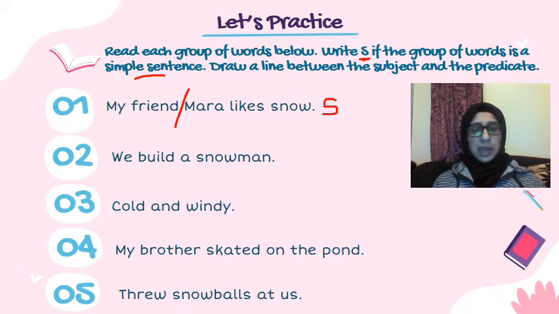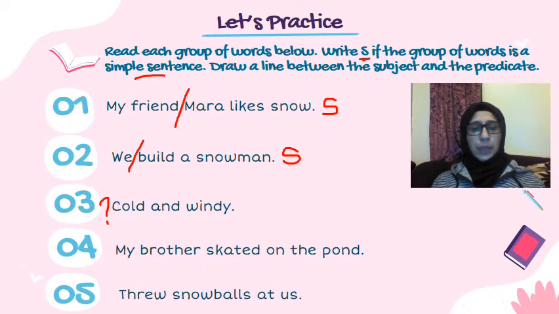We build a snowman. Who builds a snowman? We. So this is the subject. Build a snowman, this is the predicate. Okay? And it gives me a complete thought or idea. So it is a simple sentence. Cold and windy. What is cold and windy? It's unclear. So the subject is missing. It means it doesn't give me a complete thought or idea. Therefore, it's not a simple sentence.